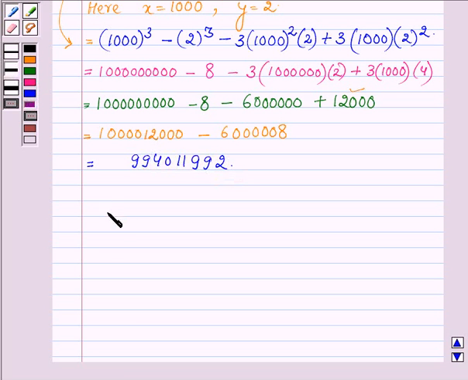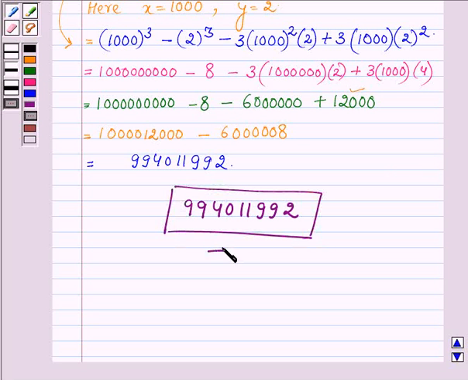And thus the whole cube of 998 is equal to 994011992. So this completes the third part and hence the solution.